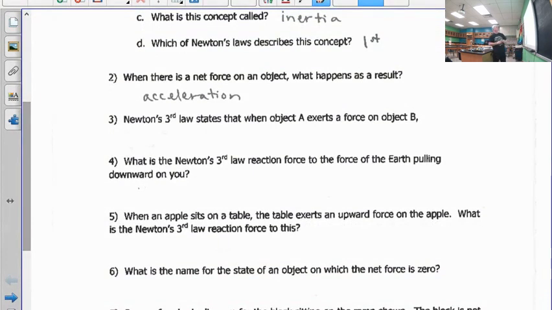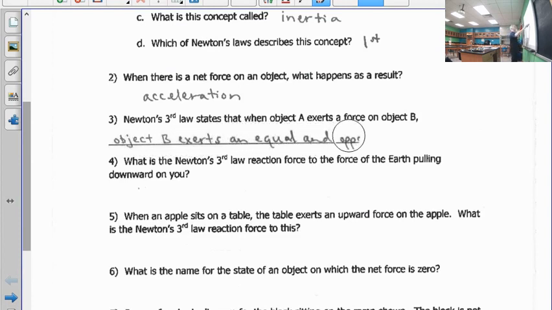Newton's third law states that when object A exerts a force on object B, again, this is just reviewing the three laws, object B exerts an equal and opposite force back on A. Opposite meaning opposite direction. What is the Newton's third law reaction force to the force of the earth pulling downward on you? This is a common one that students get wrong. They'll say it's the floor pushing back on you. That's not the equal and opposite force.